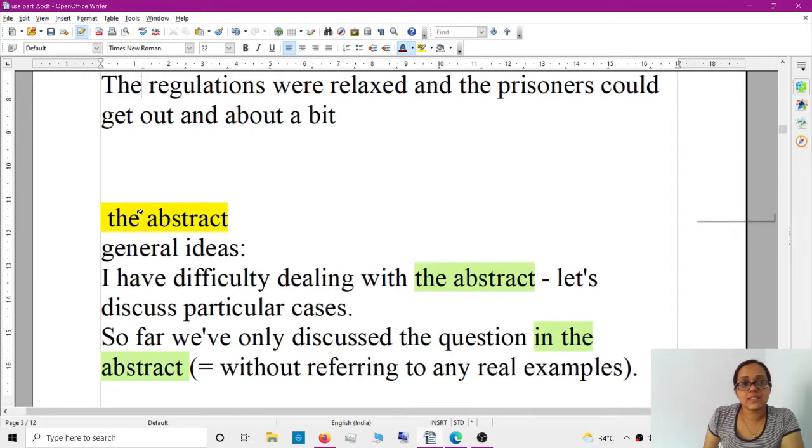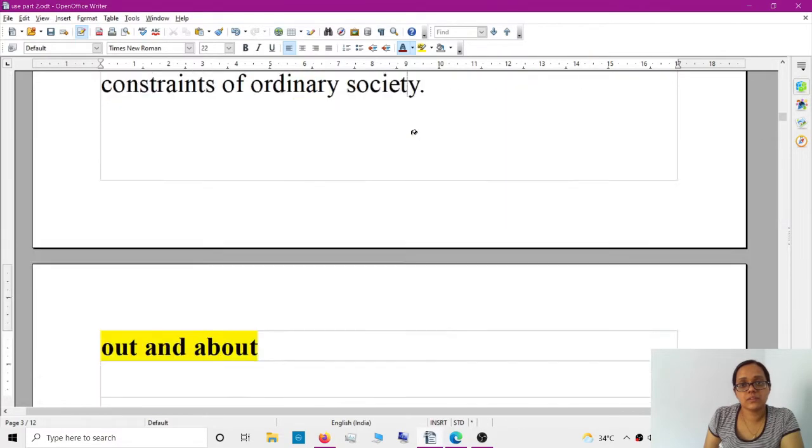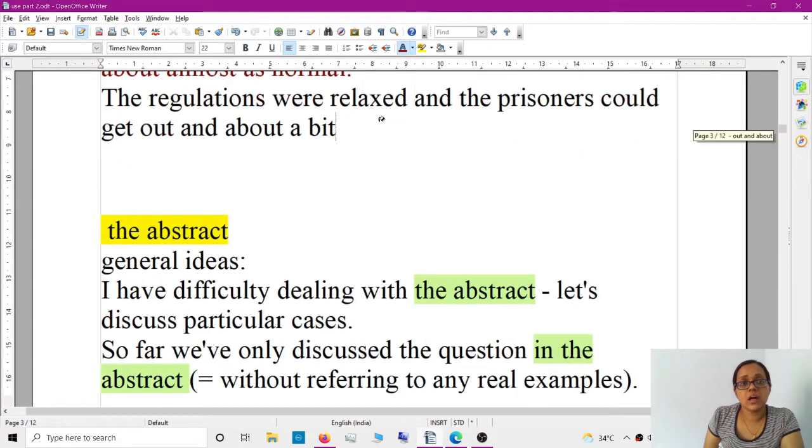The next sentence is, the regulations were relaxed and the prisoners could get out and about a bit.